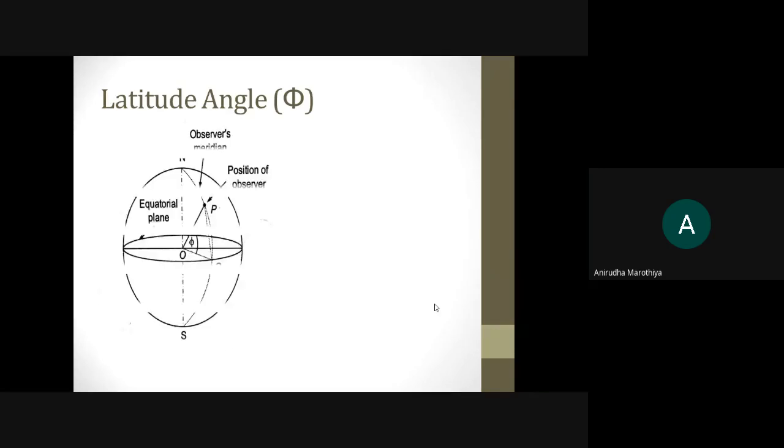So the first definition which we are going to learn in this lecture is nothing but the concept of latitude angle, and it is indicated by symbol phi. So for that, I want you to draw this diagram. Do you see this diagram? Yes sir. Okay. So take pen, paper, and draw this diagram in your notebook in order to understand the concept of latitude angle phi.